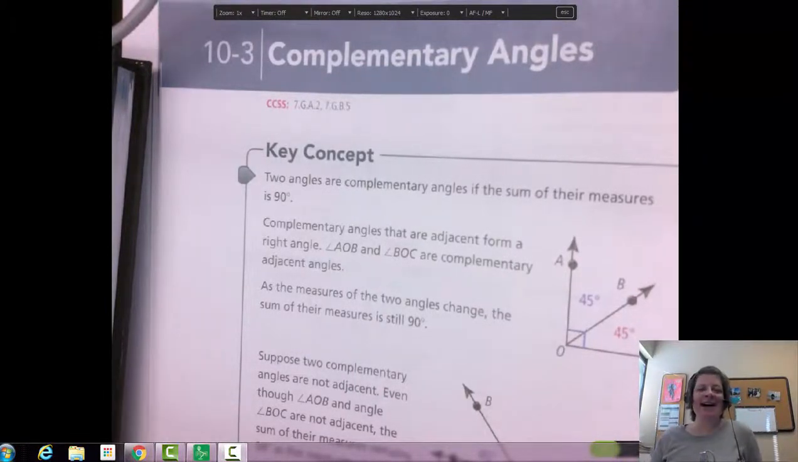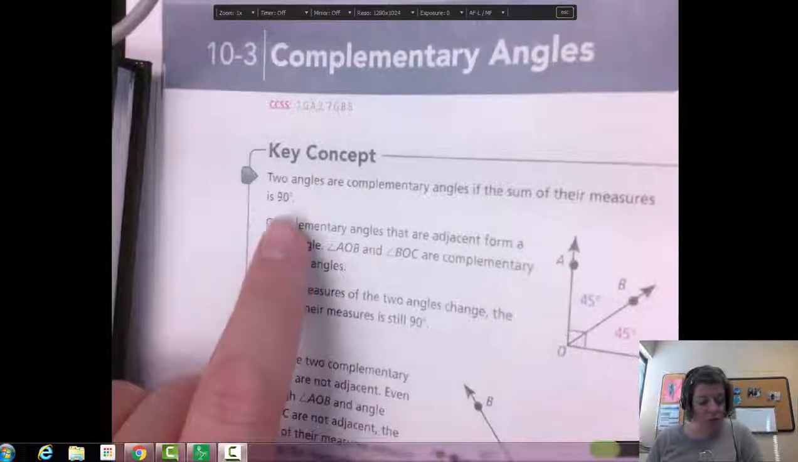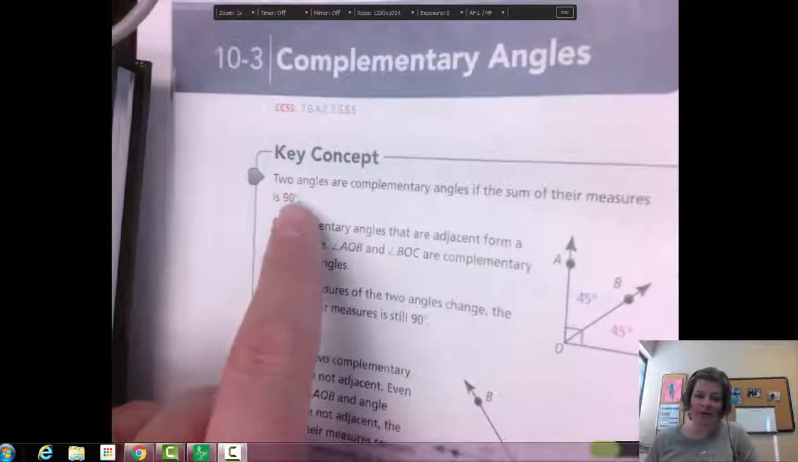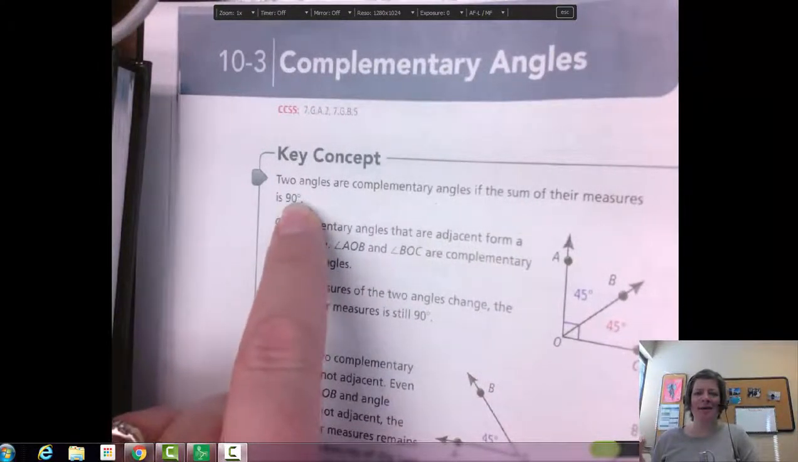What is a complementary angle? Well, this is section 10.3 in the 7th grade. A complementary angle is two angles where their sum is 90 degrees. Well, what is sum? Well, that means to add. So if you have two angles and they add to 90, they are complementary.